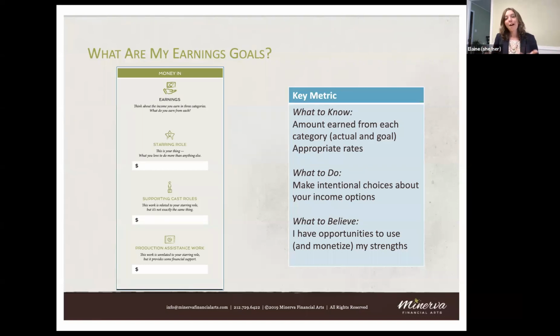All of a sudden, that's a tangible goal that we can start making a plan to work toward by identifying other opportunities within your starring role category, or maybe having a conversation about the prices you set for your work or your time to see if there are any adjustments we can make there. So that's why I think it's important to know.